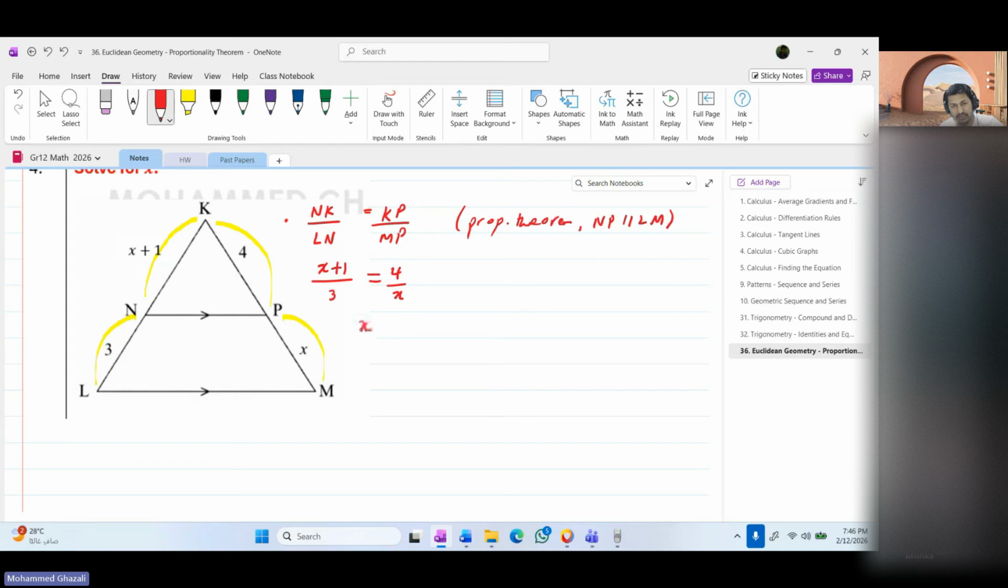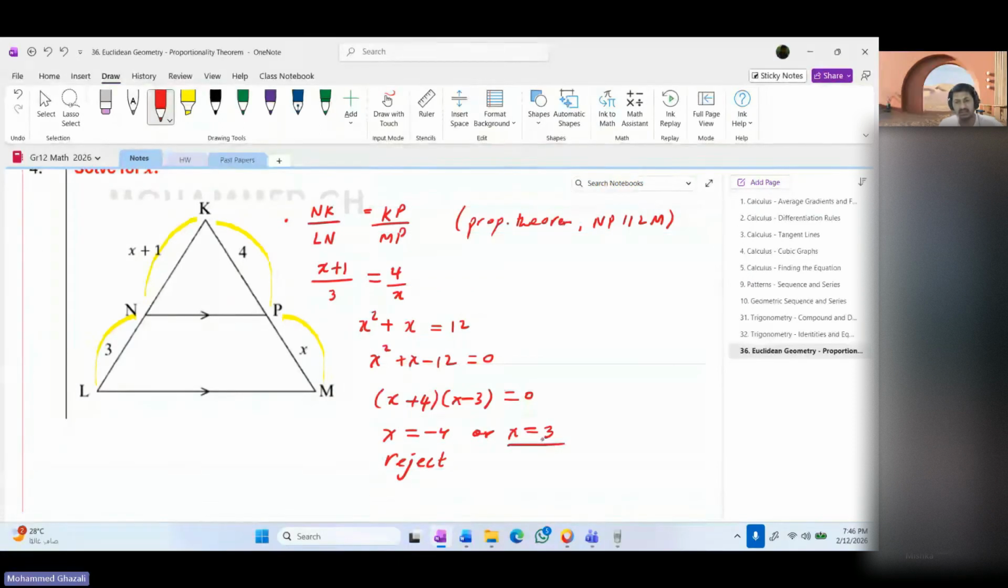So we're going to cross multiply. We're going to get x squared plus x is equal to 12. We got x squared plus x minus 12 is equal to 0. So we have (x + 4)(x - 3) is equal to 0. So x is equal to -4, or x is equal to 3. We need to reject -4 because we are solving for x. Distance can't be negative, and we're going to accept 3.